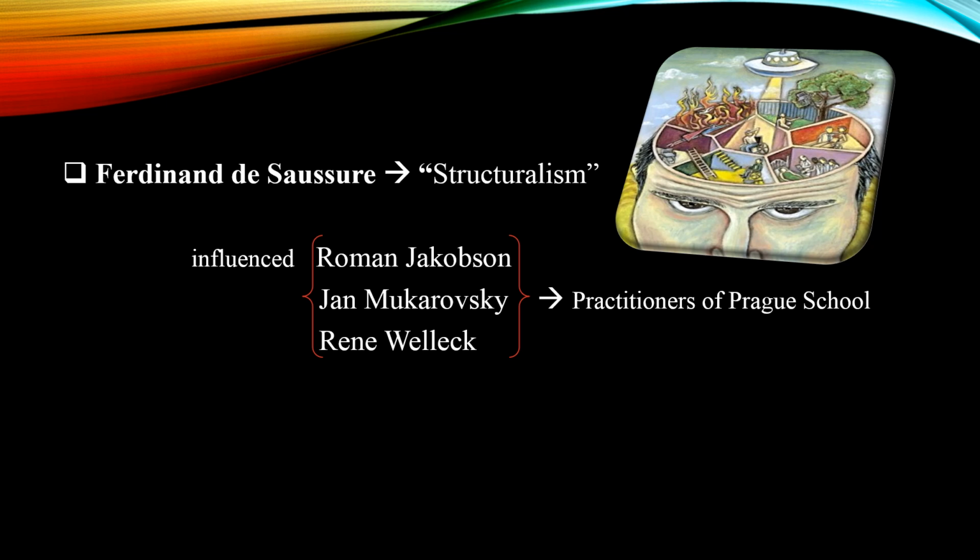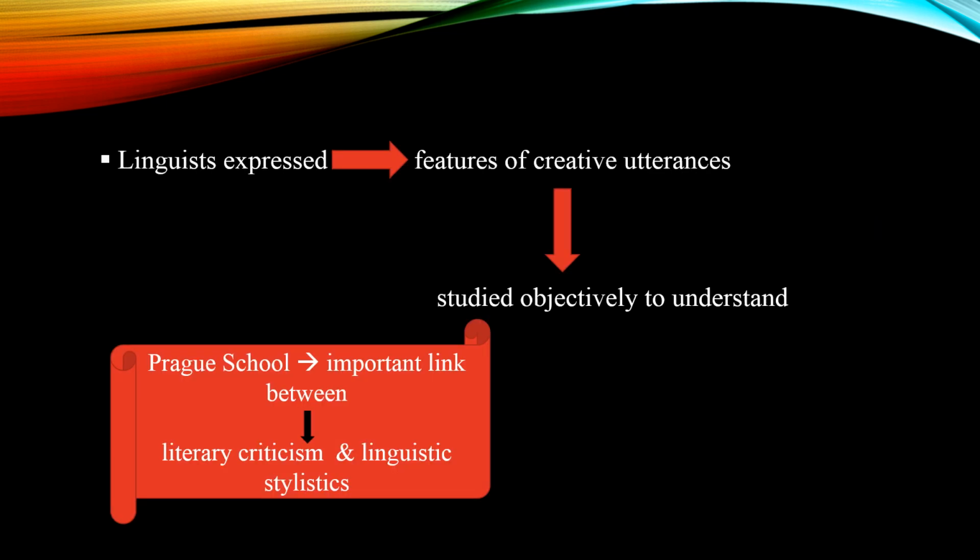Such structuralism is defined differently by different authors, and in a literary text it can also be considered as stylistics. He influenced other linguists like Roman Jakobson, John Mukherjee, and René Wellek. These people took up their study under the Prague School. Linguistics has expressed a few features of creative utterance, and they have studied them objectively to understand what stylistics is.